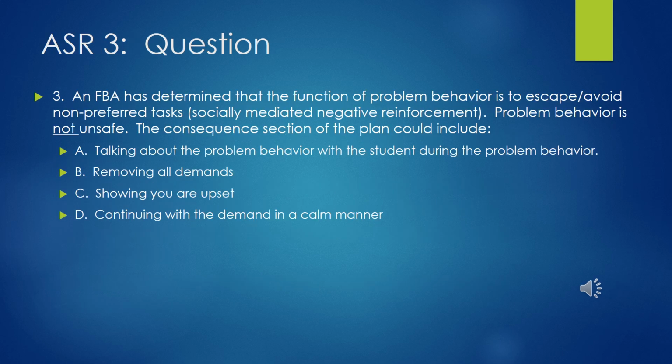Okay, so this brings us to our ASR number 3 question. An FBA has determined that the function of problem behavior is to escape or avoid non-preferred tasks, which is socially mediated negative reinforcement. Problem behavior is not unsafe, meaning we're probably dealing with a young, small student who's not engaging in self-injury or other harmful behaviors to self or others. So the consequence section of the plan could include A, talking about the problem behavior with the student during the problem behavior, B, removing all demands, C, showing that you are upset, or D, continuing with the demands in a calm manner.